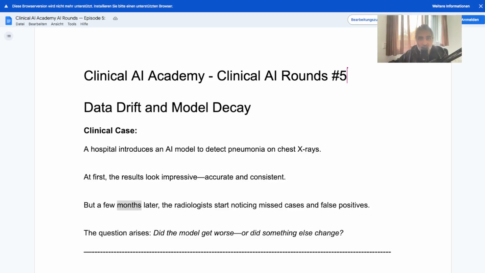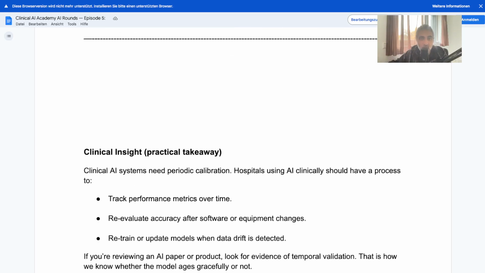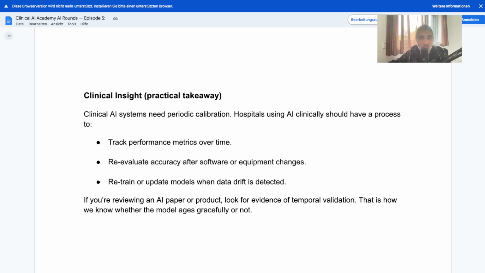So the clinical takeaway, or the take-home message from this round for today, is that clinical AI systems need periodic calibration. Hospitals using AI clinically should have a process to monitor its performance over time, reevaluate the accuracy after software or equipment changes, and if needed, retrain or update the models when data drift is detected.